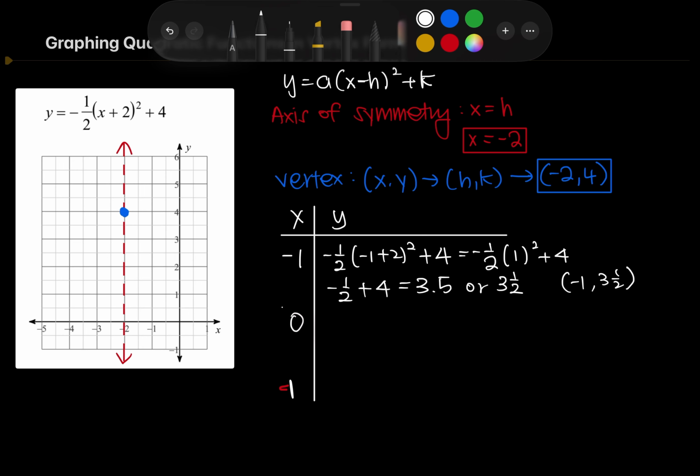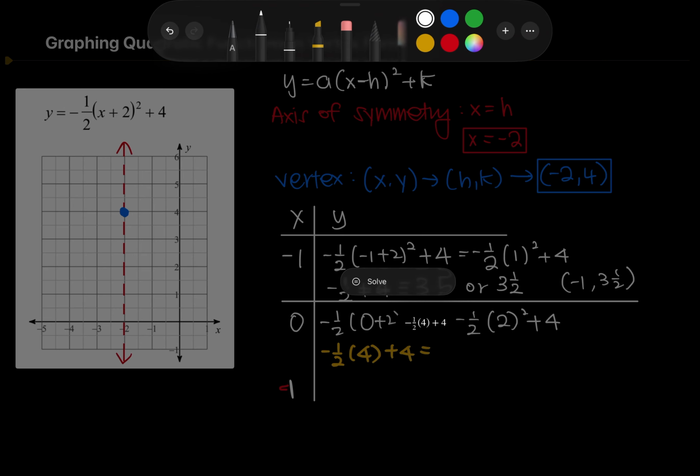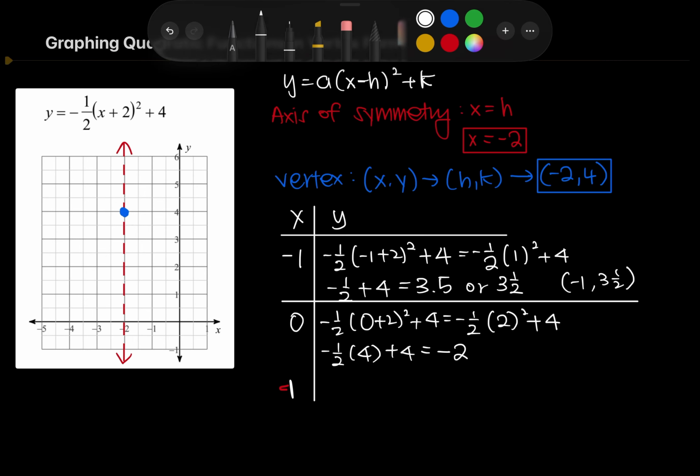Okay, the next one, 0. Negative 1/2 times 0 plus 2, squared, plus 4. Again, parentheses first: 2 squared. Square it, so you have negative 1/2 times 4 plus 4. Half of 4 gives you 2, and positive times negative 1/2 gives you negative 2, plus 4. That's going to give me 2. So your second ordered pair should be 0, 2.